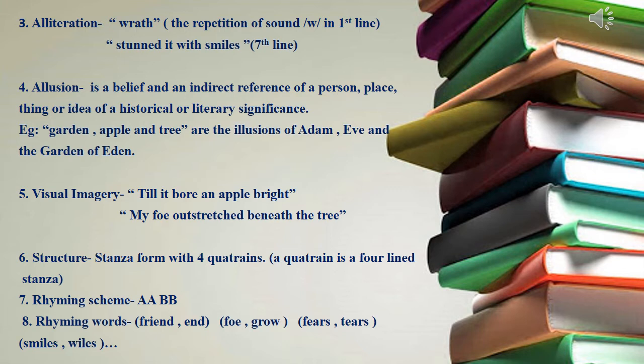Number 6 is structure, very important. You can see the stanza form with 4 quatrains. A quatrain means a 4-lined stanza. That means 16 lines are there. The rhyming scheme is AABB. I have given some of the rhyming words, and you can find the rest very easily. Friend, end, foe, grow, fears, tears, smiles, wiles. So it continues.